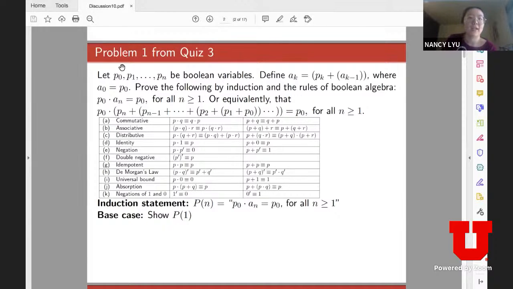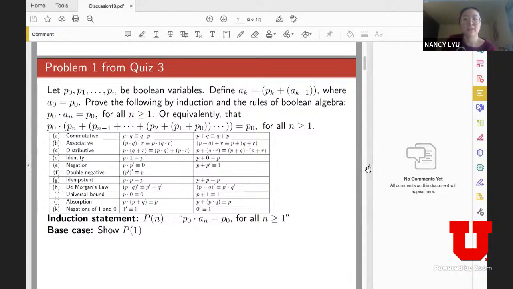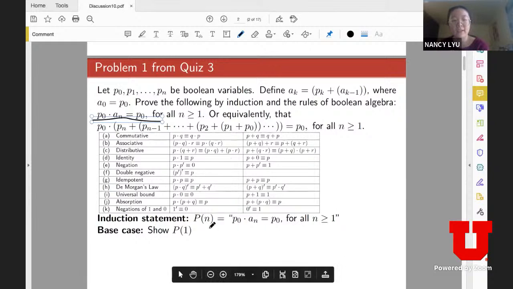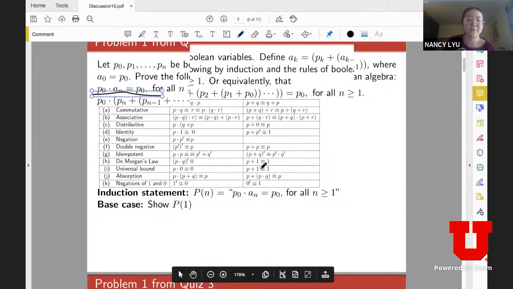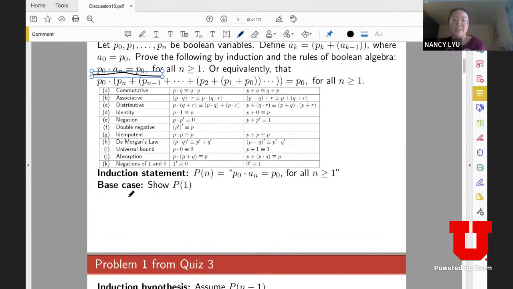So it wants you to use the induction proof to show that P0 dot A sub n is equal to P0 for all n greater or equal to 1. And we have the induction statement here. So let's first start with the base case. Show P1 is true.